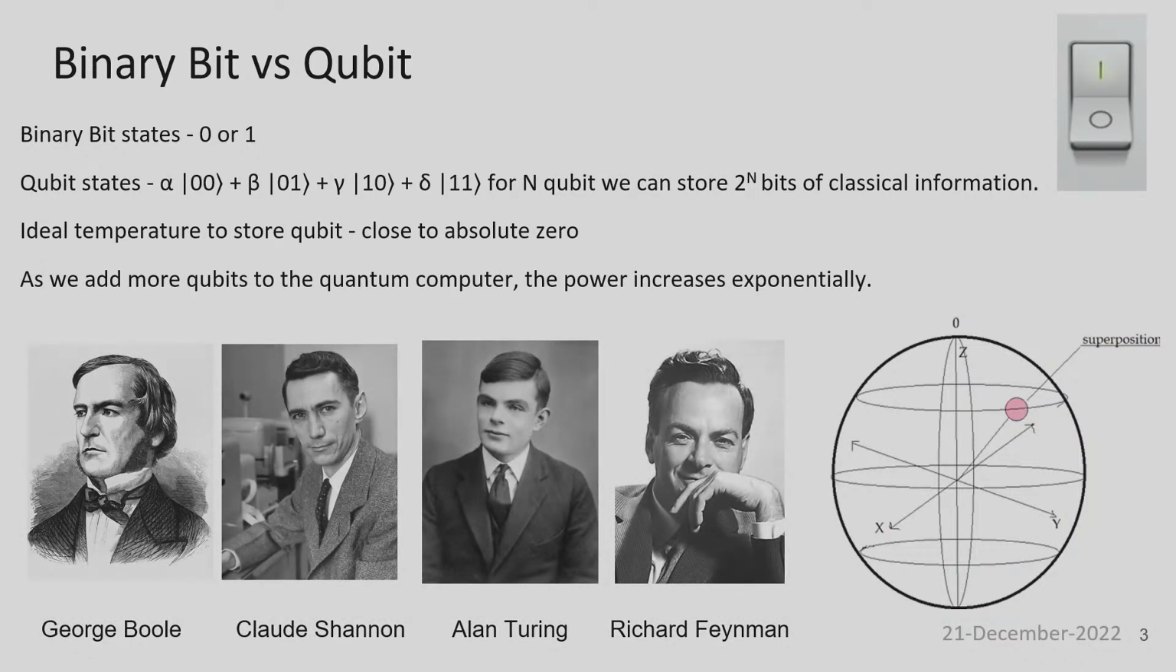And we have George Boole here, who defined Boolean algebra, and Claude Shannon, who logically deployed all the Boolean algebra. And as all you guys know, Alan Turing was the first person to run a computer, and Richard Feynman in 1981 said that we could use a quantum computer to simulate quantum mechanics.